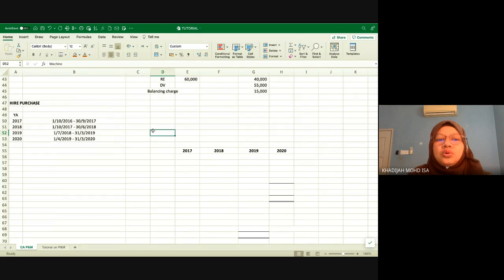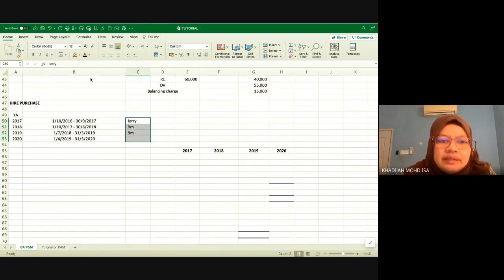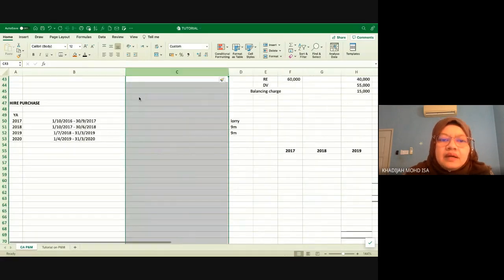Okay, so how are you going to divide the income? Right, how are you going to divide the income? In this case, you have 9 months and 9 months. So what is the initial? Where should I write this? Insert it here. Okay, never mind.